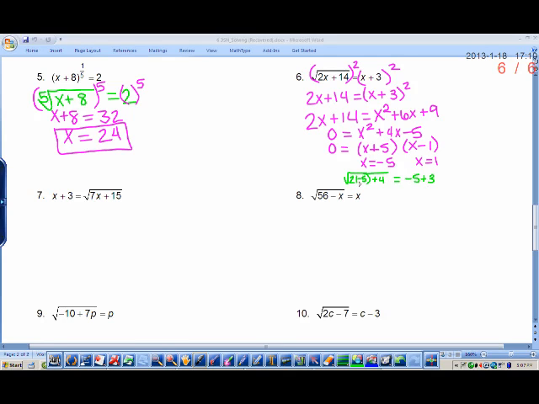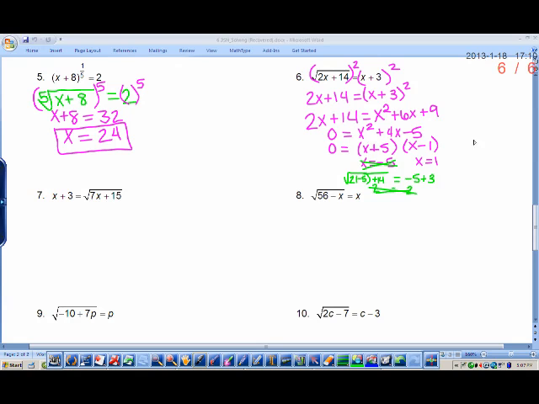2 times -5 is -10, plus 14 is 4. The square root of 4 is 2, and I want to know, is that equal to -5 plus 3, which is -2? Well, 2 does not equal -2, which means x equals -5 is an extraneous solution.